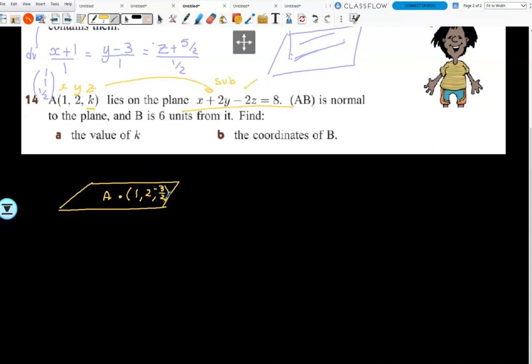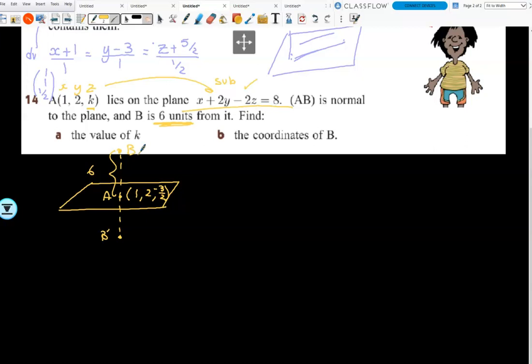And so now we have, find B which is 6 units from it. Now B could be 6 units this way, but could also be 6 units this way. So how are we meant to find the coordinates of B? Well, you chuck out the distance formula, but what exactly are we putting into it? People are going, just put BA, but I don't actually know what B is. If you call it x, y, and z, you've got 3 unknowns, and that's no good.